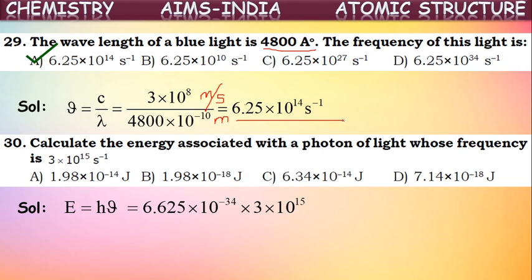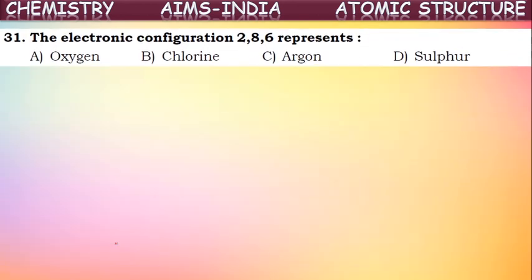If we substitute these two, we get the energy. H value is 6.625 into 10 to the power of minus 34 joule second, and the frequency is 3 into 10 to the power of 15. Now we get the final answer in joules, 19.87 into 10 to the power of minus 19 joules. But all are given with one digit in the decimals. So 1 point we have to convert. So if we convert this into 1.987 into 10 to the power of minus 18 joules, it is in the B option. Okay. Next one.